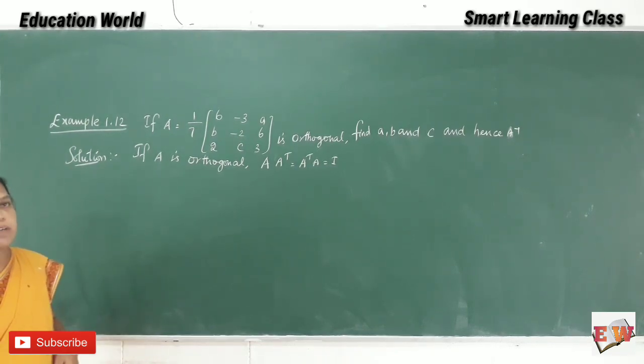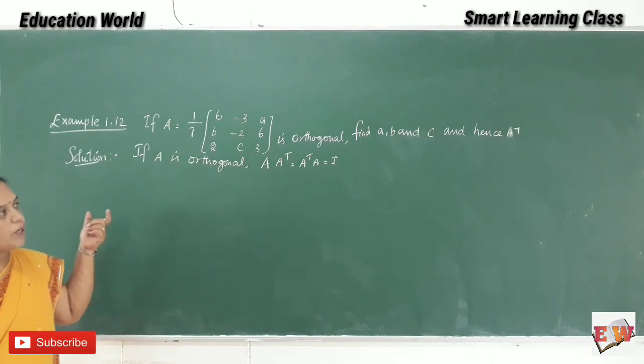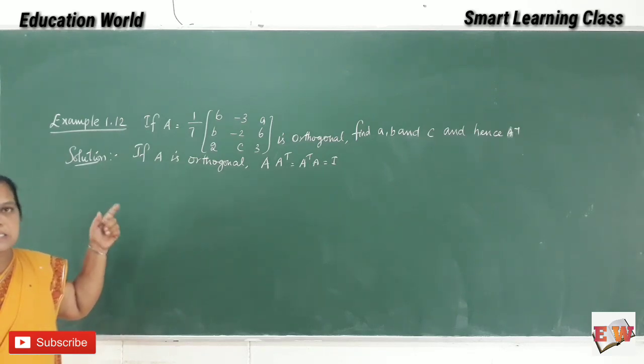So first we have to find the value of A, B and C. One more condition they have given: the given matrix is orthogonal. Orthogonal means we know very well A transpose A is equal to I. Suppose you multiply a matrix with its transpose, and if the resultant matrix is a unit matrix, that is known as orthogonal. Okay, so now we are going to find the value of A, B and C first.